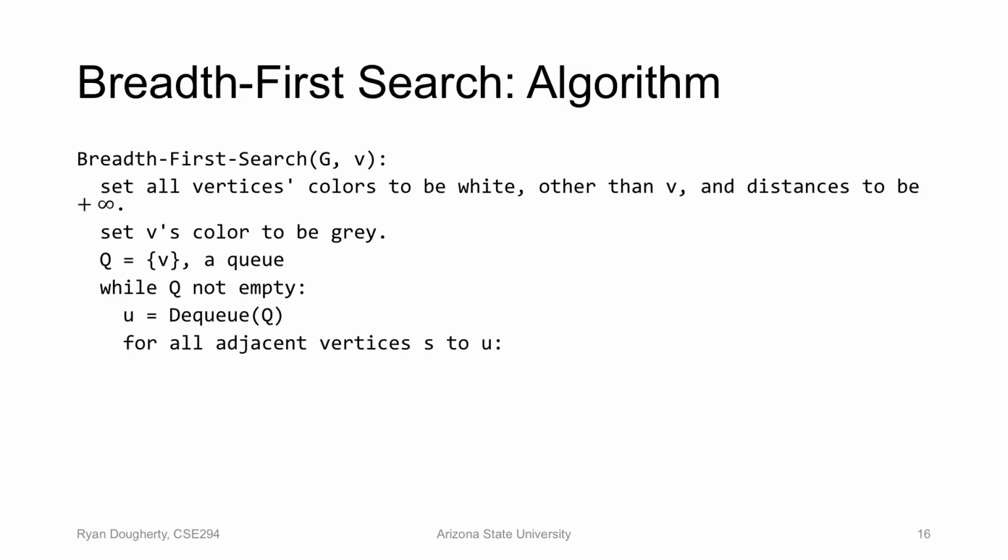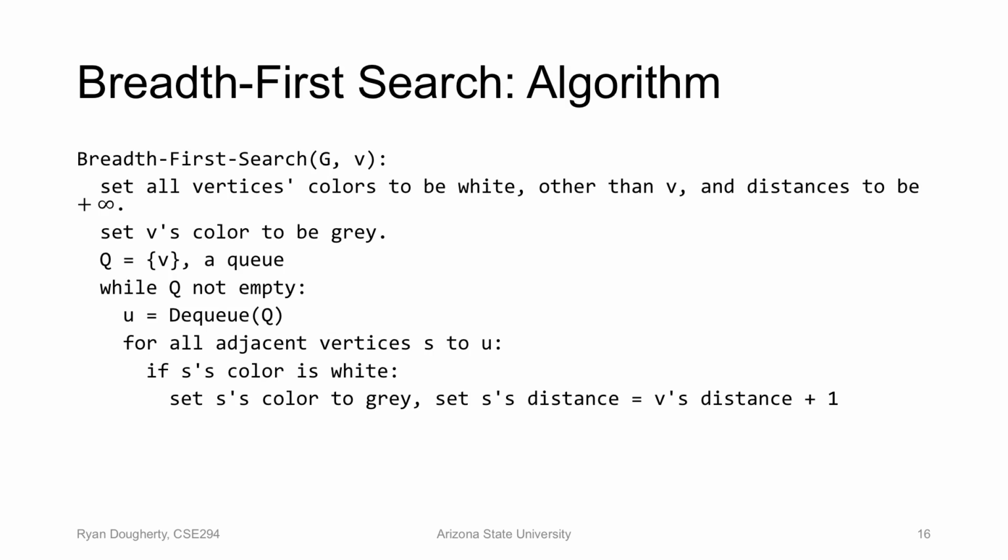So I'm going to look at all adjacent vertices to U, all of its neighbors. And then if the color of the adjacent vertex is white, that means I haven't considered it yet. I've never looked at it before. So that means that I will be considering that at some point, maybe not right now, but at some point in the future. Therefore, since I will be considering it, I'm going to change that color to gray, because I haven't ever looked at its neighbors yet.